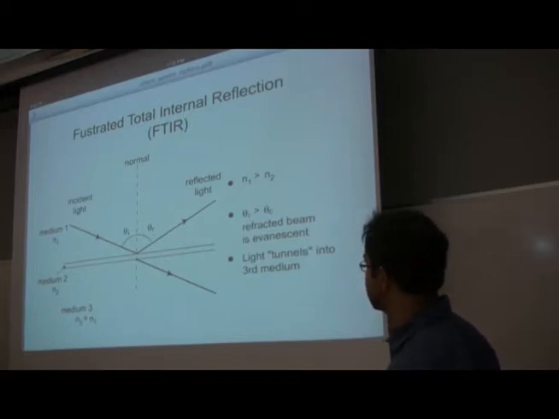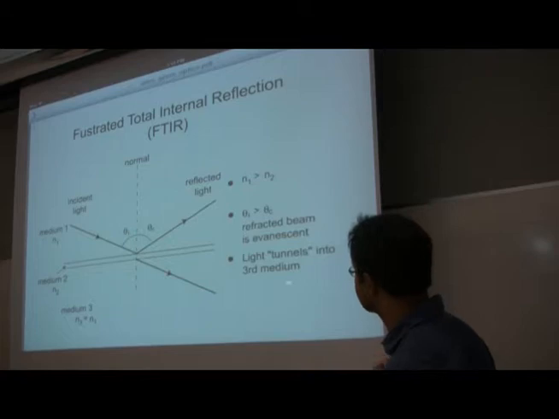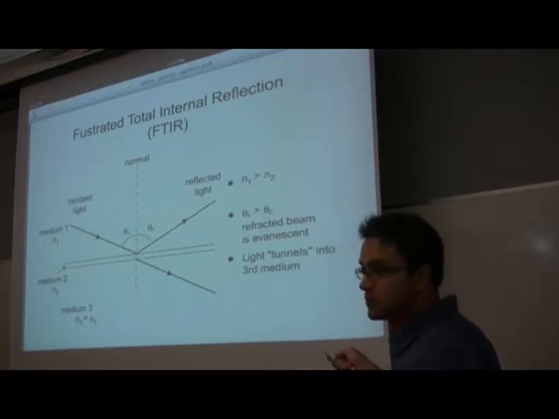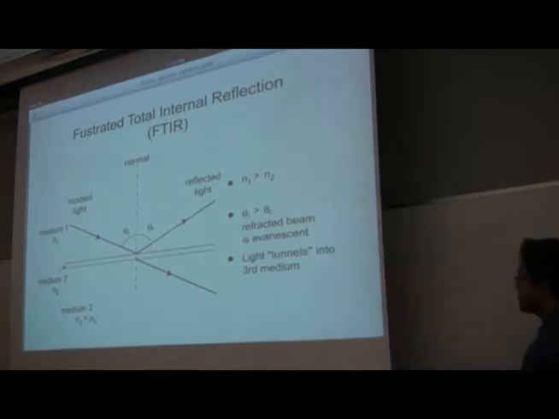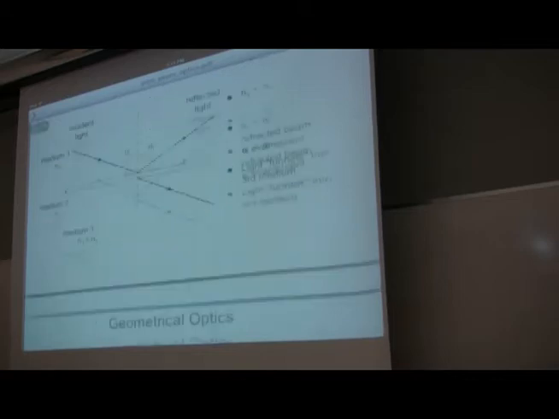Okay? And this is an idea which can only really be explained with quantum mechanics, so we won't go into much detail, but essentially light tunnels from the first medium to the third medium. This is very useful for some devices, like fingerprint machines. It's used in a few devices. We won't talk much about it, but you should be aware that something like this exists.